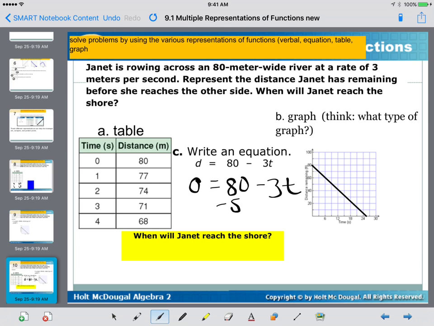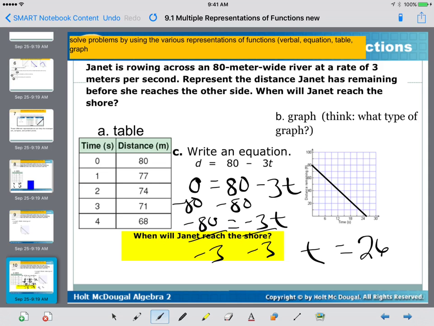So to solve this, let's subtract 80 on both sides. So we have negative 80 equals negative 3t. Divide by negative 3. Divide by negative 3. And our time equals, if we take negative 80 divided by negative 3, we're going to get a positive answer of 26.6 repeating. So she will reach the shore after 26 seconds. So again, we got different representations. We got a table, graph, and an equation.